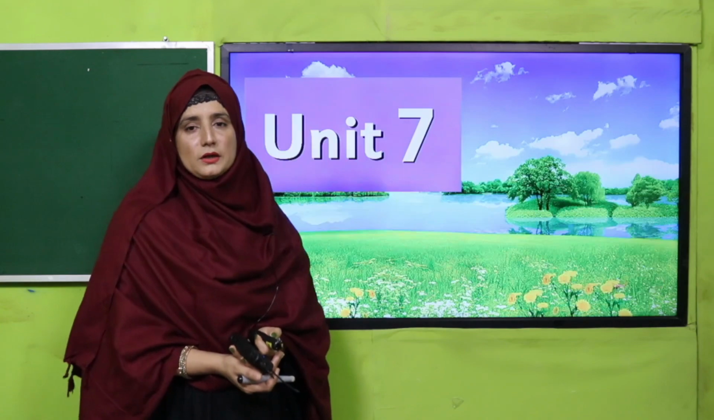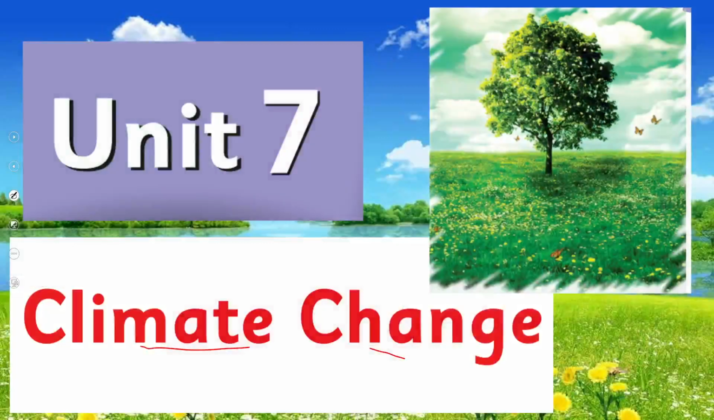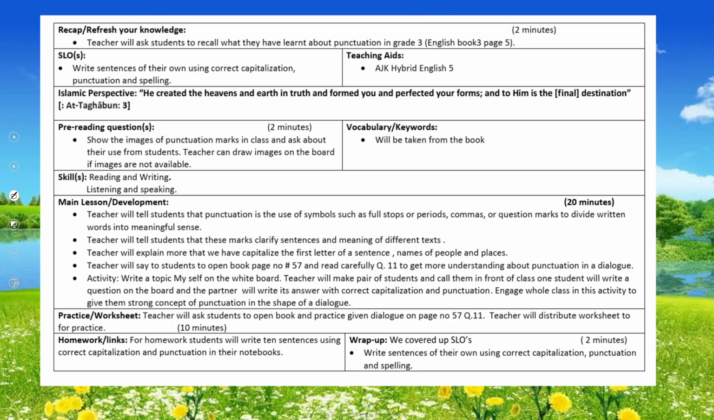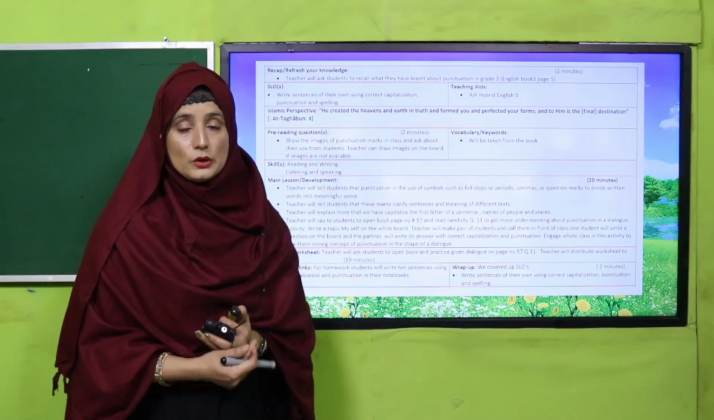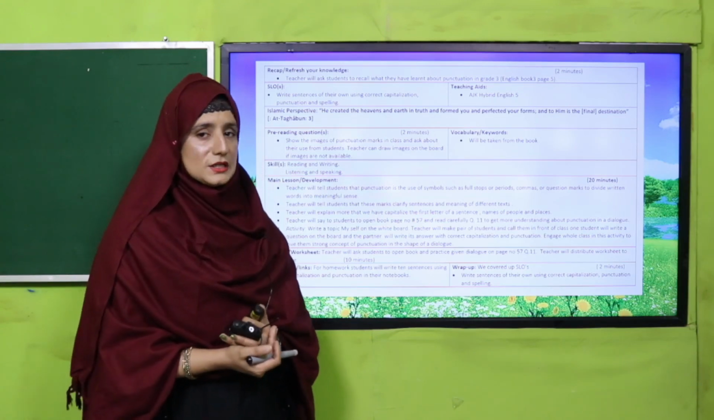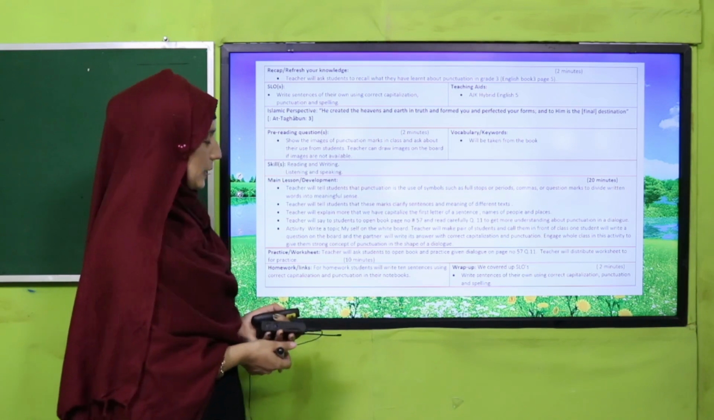I welcome you in my class that is English for grade 5, and we are learning unit number 7, and its title is Climate Change. Yes, my dear fellow teachers, this lesson plan, PowerPoint presentation and worksheet links are given below. You may click it, download it, or adjust it for your ease. I am going to deliver my lecture according to this lesson plan.